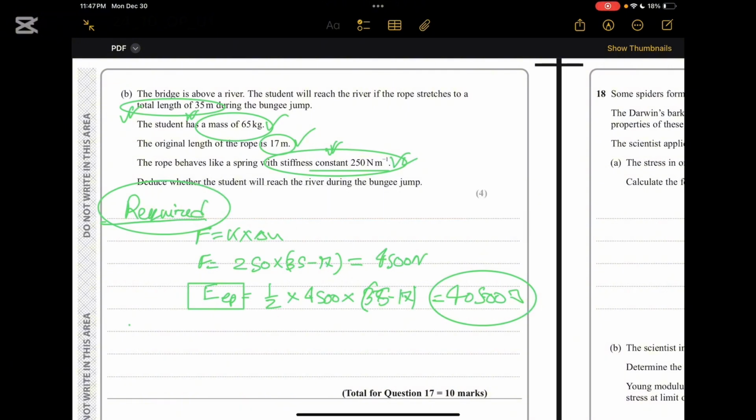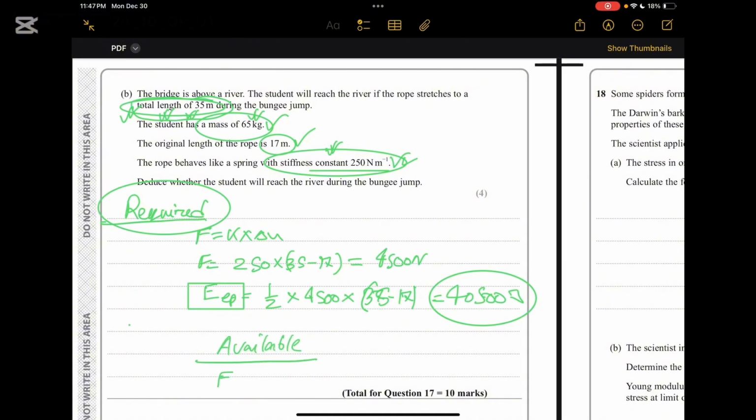Okay, so the student has a mass of 65 kg, right? And the rope is 17. The total length of the rope is 35 meter. This is the total length of the rope. So if the student reaches it, what will be his gravitational potential energy? Let's find that out. No, sorry, my bad. It's the gravitational potential energy.